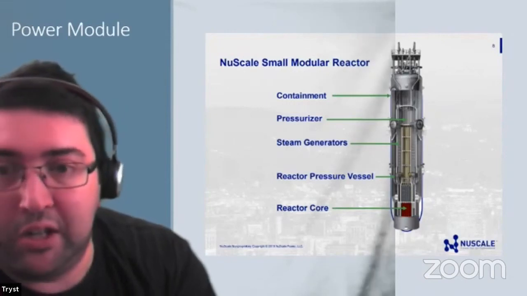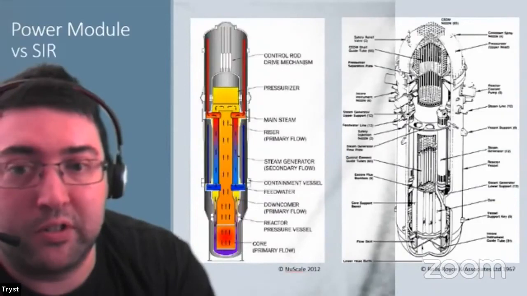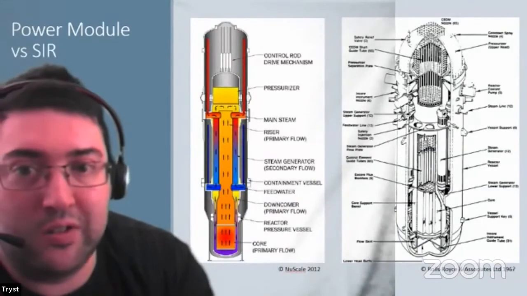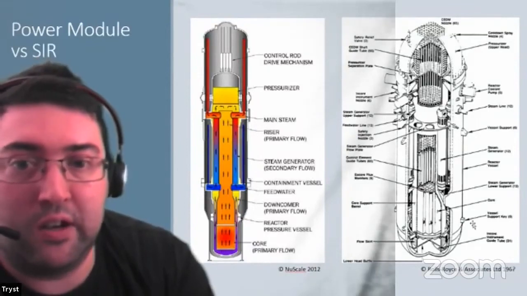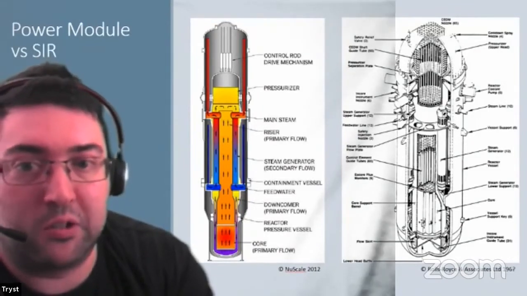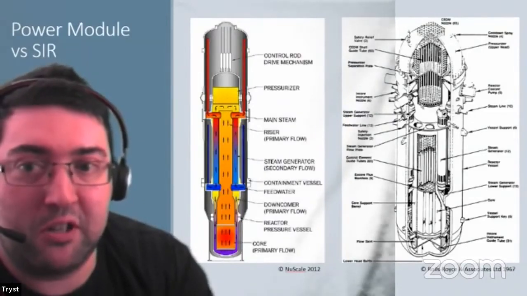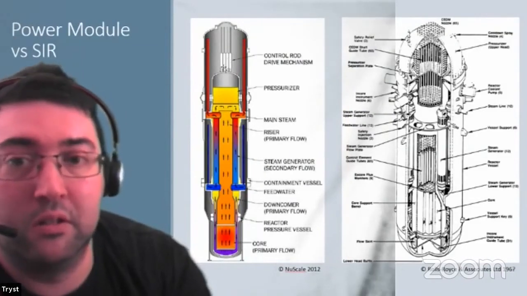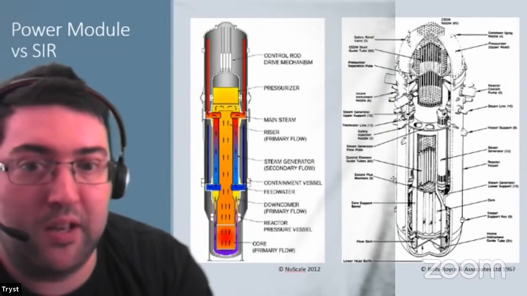It's very similar to something that was developed by Rolls-Royce back in the 1960s, called the Safe Integral Reactor. So SIR has this reactor core at the bottom, steam generators at the top, pressurizer in the top, very similar to the NuScale module, but the SIR was a lot bigger.